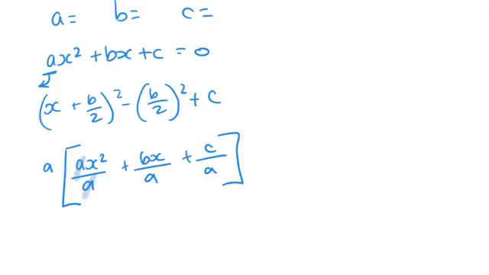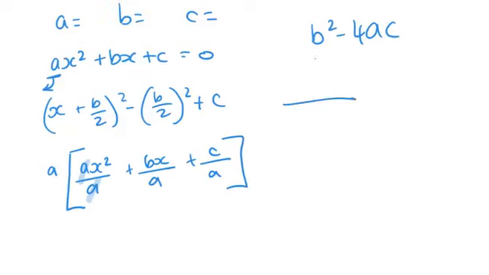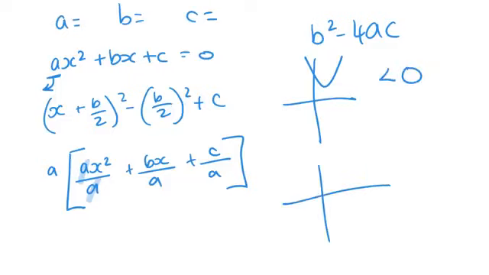Next up, we have the discriminant. Discriminant is b squared minus 4ac. That tells us whether a graph has no solutions. The graph is going to be up here somewhere, it doesn't cross the x-axis. And this is when b squared minus 4ac is less than 0. It has 2 solutions when it is greater than 0.